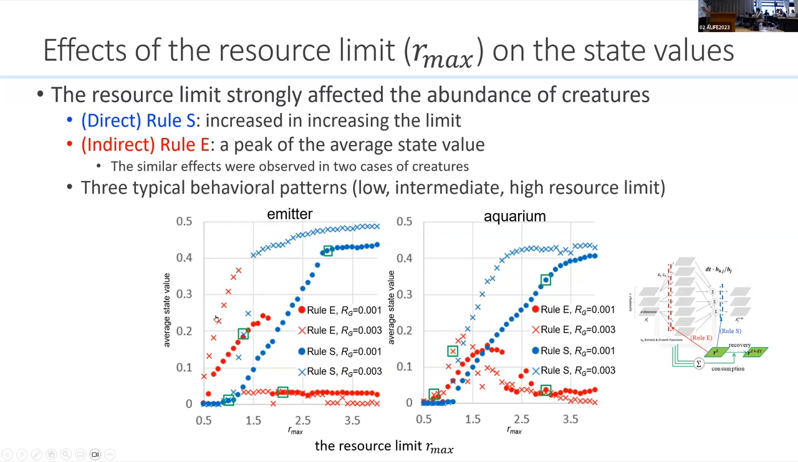But in the indirect case, as you see in the red symbols, you can see some kind of peak of the average state value like this. This is indirect effects. And similar tendencies were observed also in the aquarium case. And detailed analysis found that there are 3 typical behavioral patterns: low, intermediate, and high resource limit case. I will explain in detail for each case.